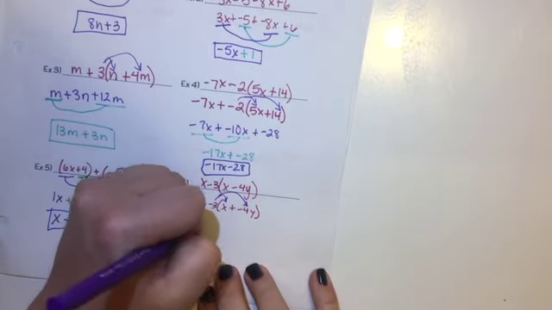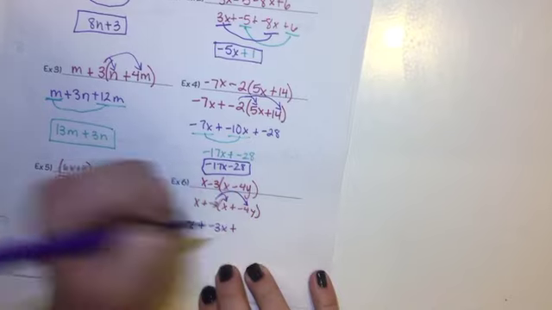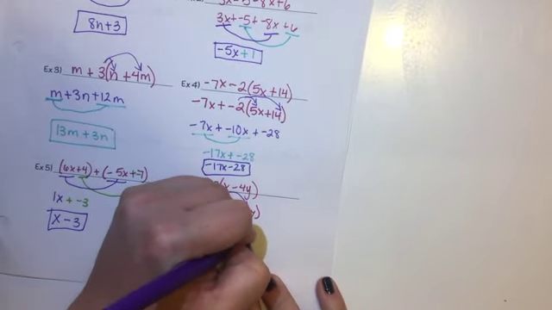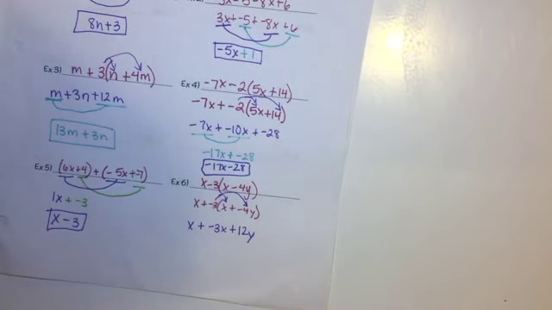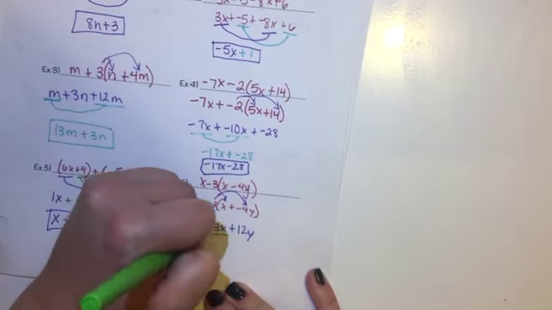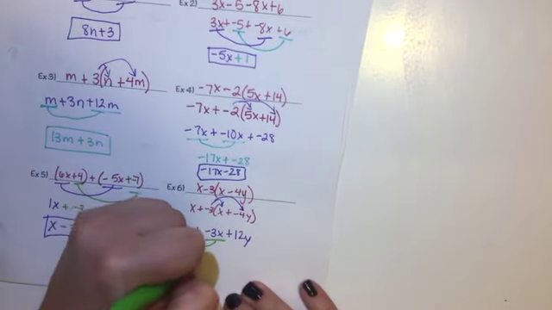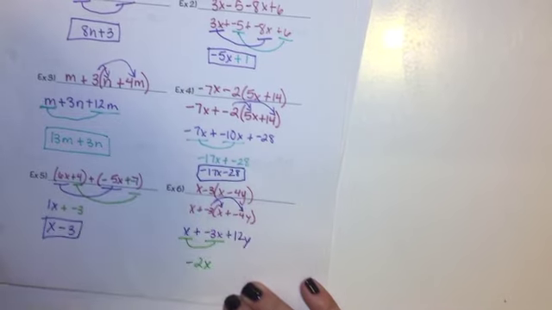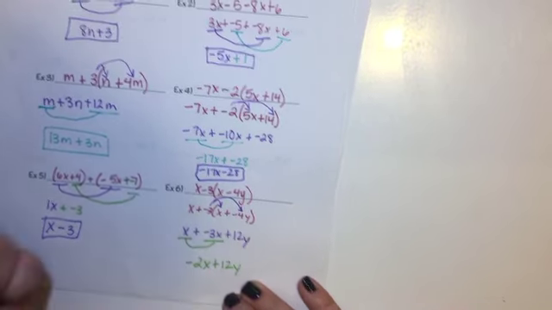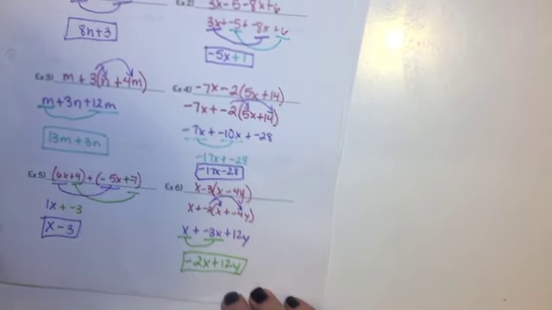So we'll end up with x plus negative 3x plus negative 3 times negative 4 is positive 12y. Next, we'll go through and we'll combine our like terms, x and negative 3x. x plus negative 3x is just negative 2x. And we're adding our other coefficient of 12y, so you're left with negative 2x plus 12y.